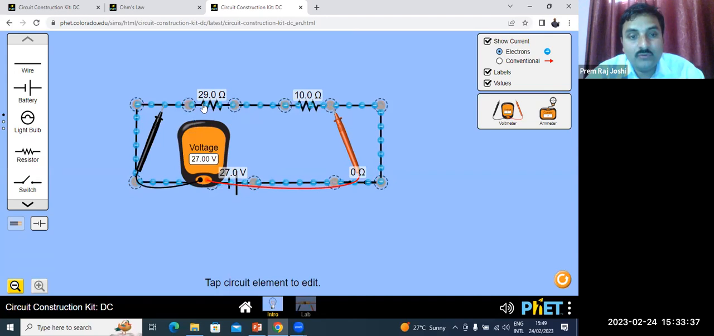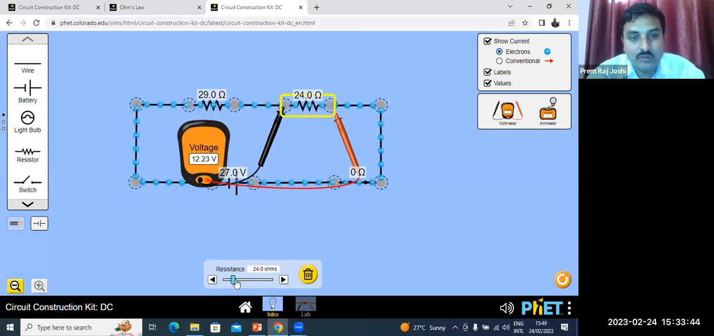Now, what we can show to the students is that we can increase the resistance. Whenever we are increasing the resistance, what is the change in the value of the voltage? What is the change in the value of the potential difference? We can discuss in the class, right? So this is one way.